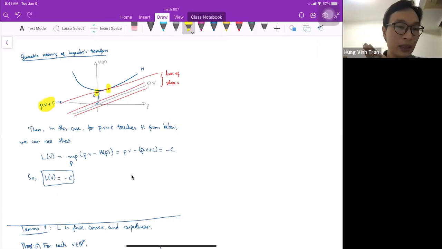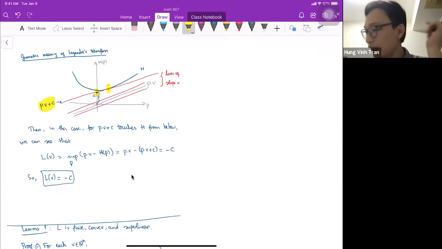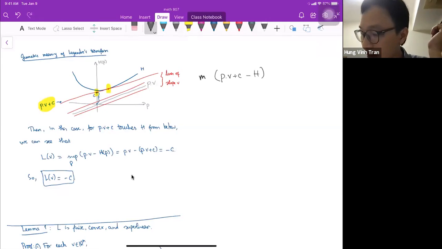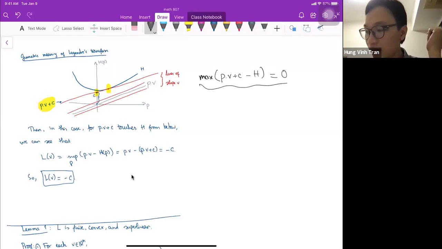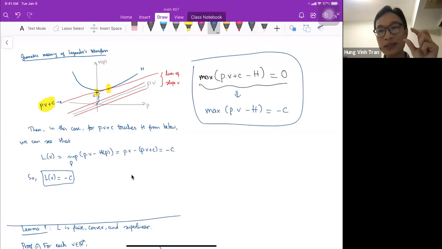Okay. So what does that mean? That means that for this particular value of c, we have p dot v plus c minus H, and the maximum value is going to be 0, right? Does that make sense? Because it's a supporting hyperplane. When it touches, the value is 0 at this point and less than 0 elsewhere. That means that the max value is equal to 0. And if you move c to the right, then the max of p dot v minus H is going to be minus c. So basically, L of v is nothing but minus c, by looking at the graph. Does that make sense?